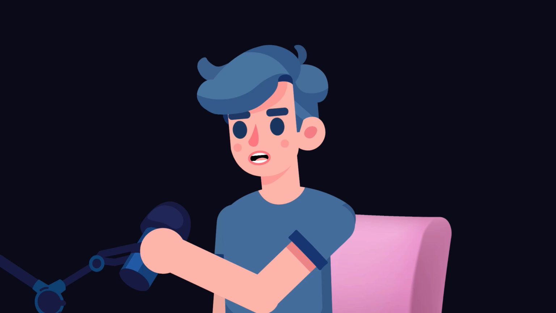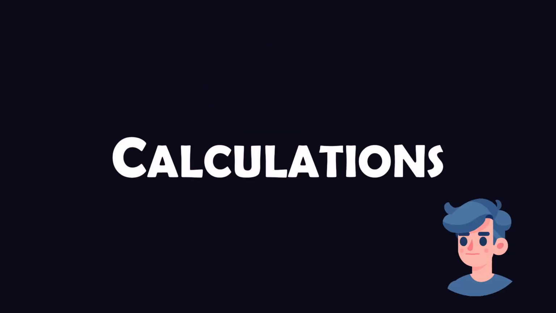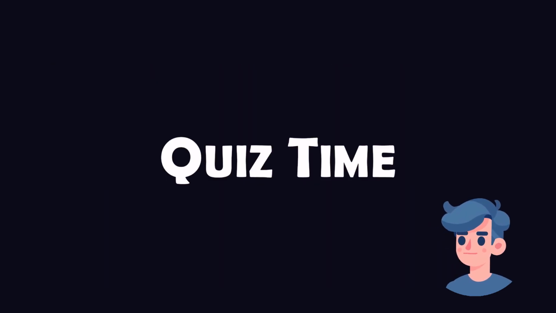The present value of each cash flow must be calculated with its specific discount rate. The present value calculations for each year will be. Summing these present values, we get. Notice the difference due to the varying discount rates. Now, let's quiz your understanding with a few questions.